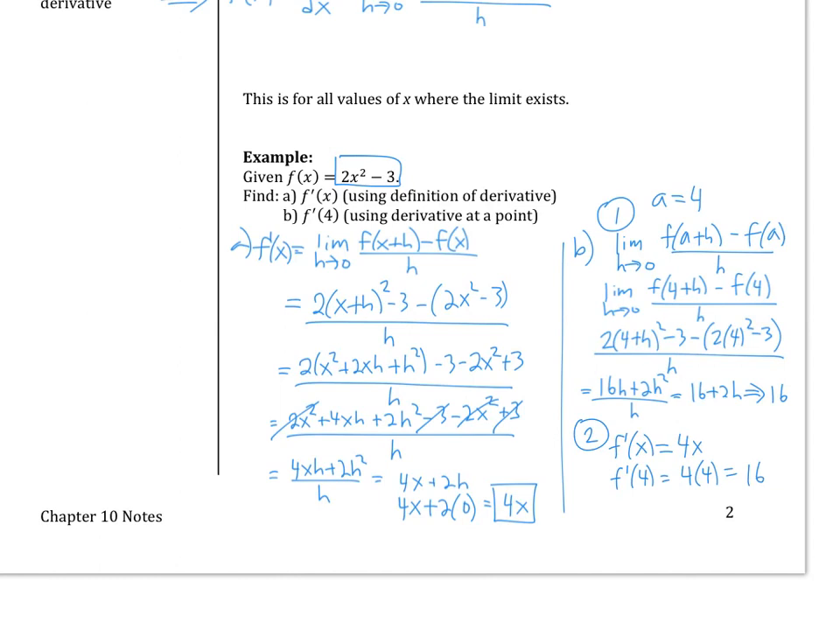So if you did the work for f prime of x, which is the derivative of x, then don't do it again for the definition of derivative for 4 because you're just doing double the work.